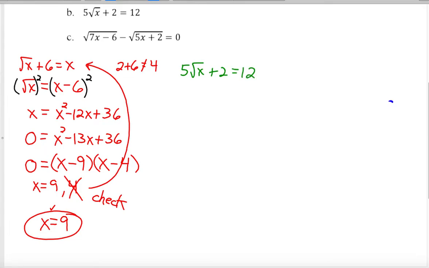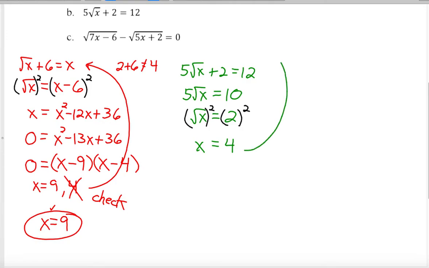Once again, you got to get the square root all by itself, and then you can square both sides to get rid of the square root. So first I'm going to subtract 2, and I'll get 5 root x equals 10. Then I'm going to divide by 5, and I get square root of x equals 2. Now to get rid of the square root, I'm going to square both sides, and I get x is equal to 4.